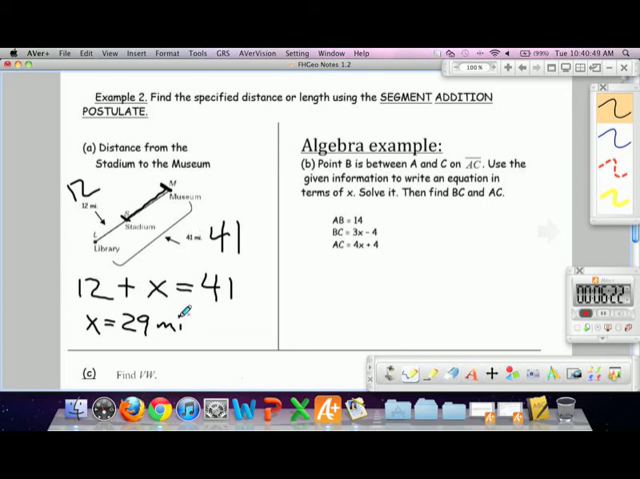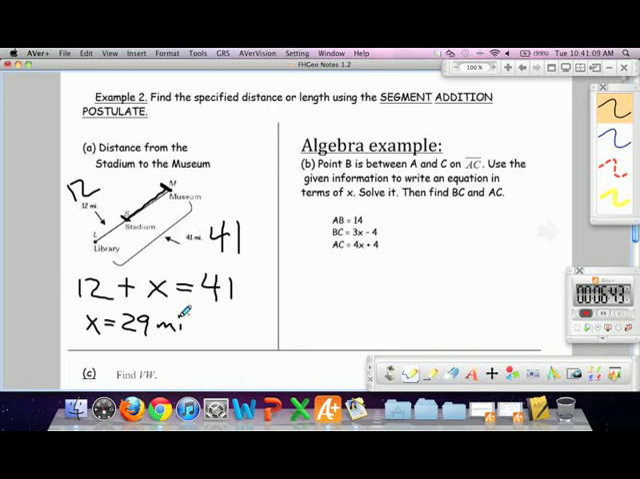The second algebra example. I would start by trying to draw a picture. Let's try to understand what this picture should look like. Point B is between A and C. So let's draw a sketch. If B is between A and C, let's get an idea what this picture should probably look like.